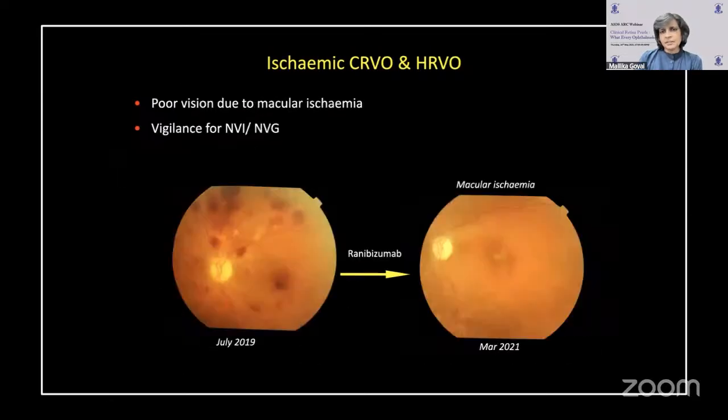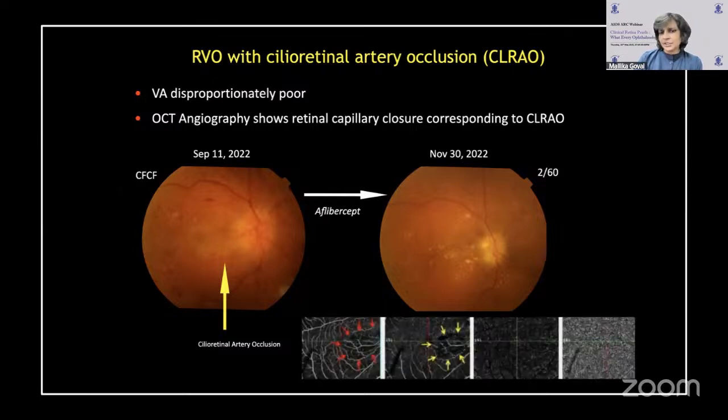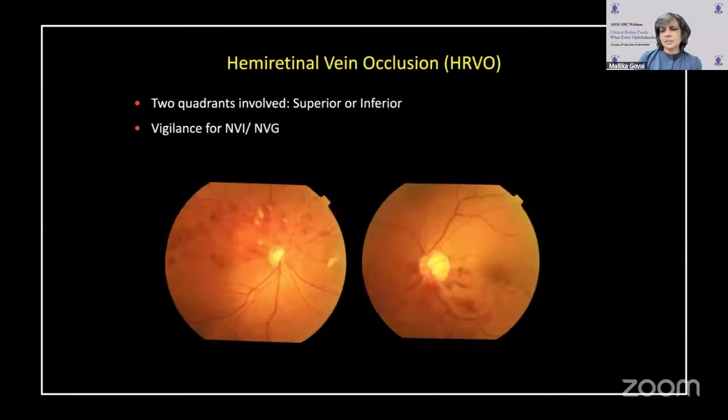As you see here, there is macular ischemia even after the macular edema has resolved, and these cases require vigilance for neovascularization on the iris and NVG. Sometimes an RVO which looks non-ischemic may present with very poor vision, and that could be due to an associated cilioretinal artery occlusion, which can nowadays be easily identified by doing an OCT angio in that area, where you see the hypoperfusion related to the cilioretinal artery occlusion.